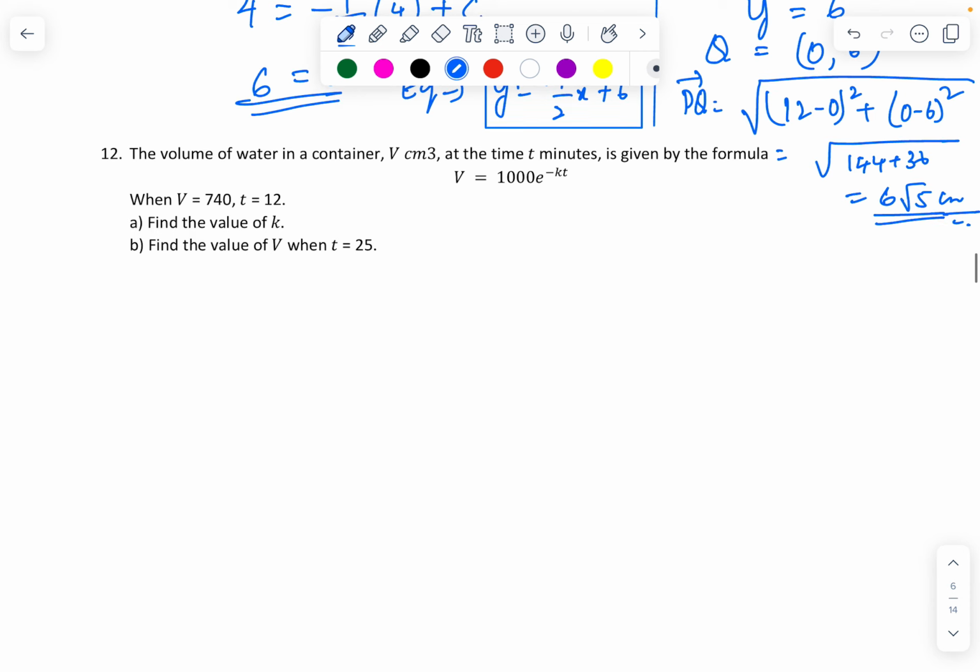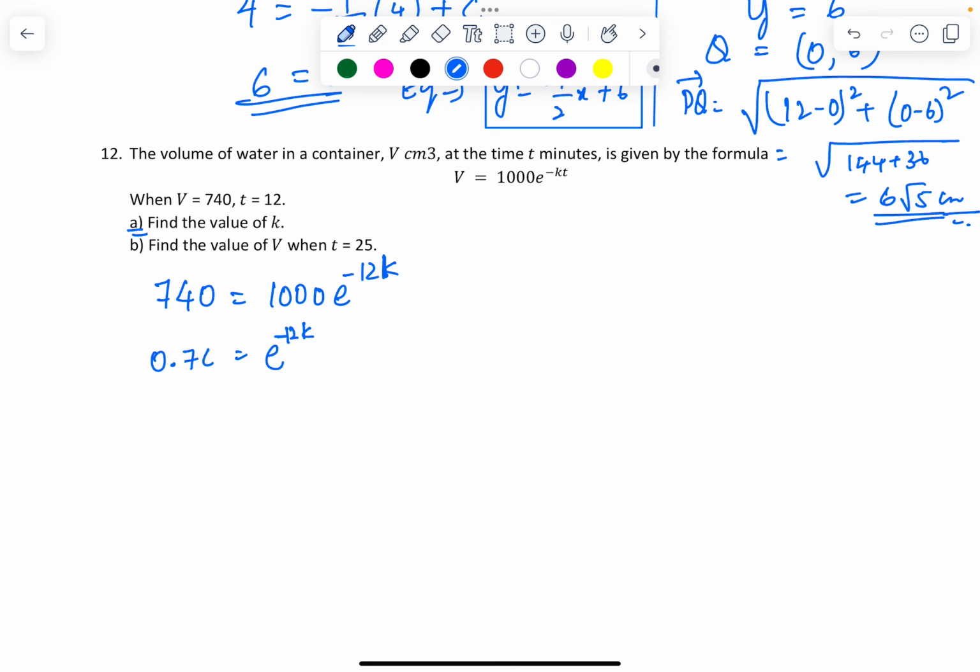Question number 12. The volume of water in a container, V centimeter cube, at time t minutes is given by the formula V equal to 1000 e to the power of negative kt. When V equal to 740, t equal to 12. Find the value of k. Okay. When V equal to 740, t is 12. So negative kt becomes negative 12k. So now we need to find the value of k. e to the power of negative 12k is equal to 0.74. I'm just dividing 1000 on both sides.